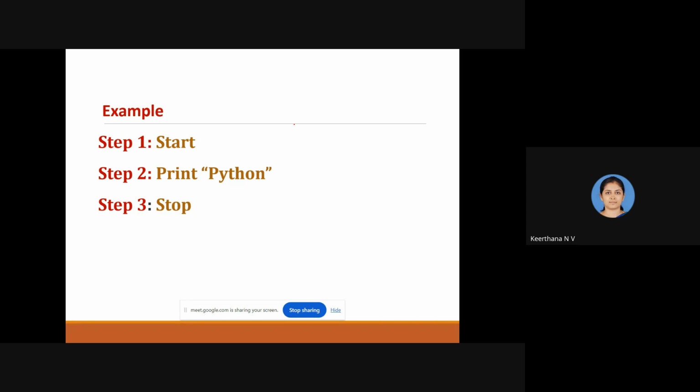So this is a very simple algorithm. Every algorithm you write, you have to include as step 1, step 2, step 3, like that. Step 1, if you are writing a program, means you have to write start the program, stop the program, or start the code, stop the code. Step 2 will be just using a print statement in your program, so you will use print Python or output Python, like that. This is a simple example of an algorithm for printing Python. This will be your output, so Python will be displayed on your output screen.